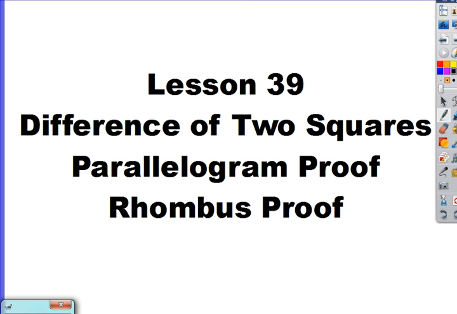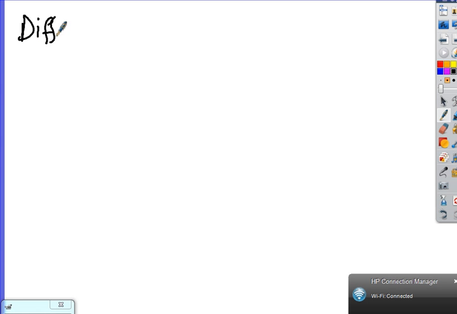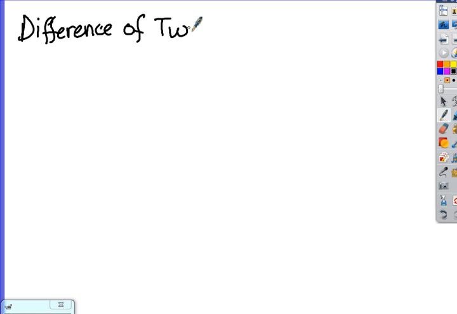Lesson 39: difference of two squares, parallelogram proof, and rhombus proof. We're going to start off with the difference of two squares. Difference of two squares deals in factoring when we have a subtraction sign instead of addition sign.